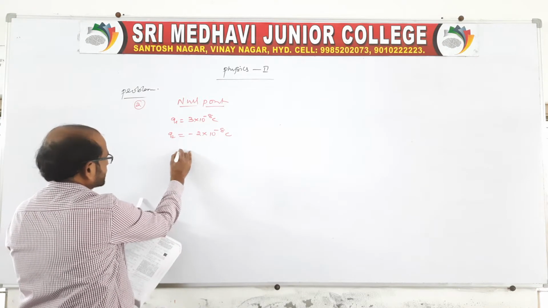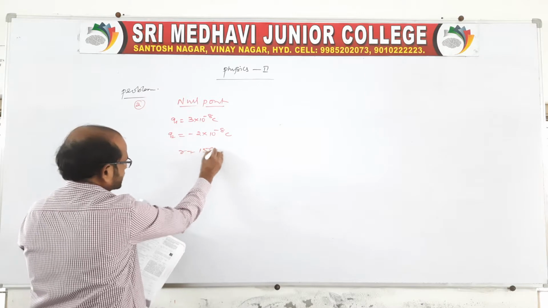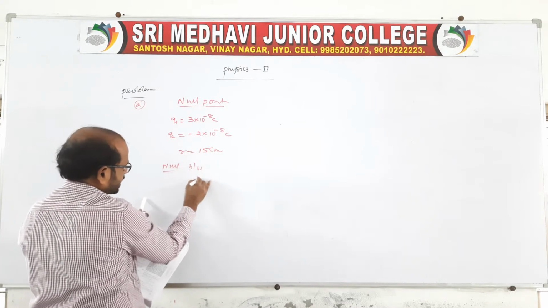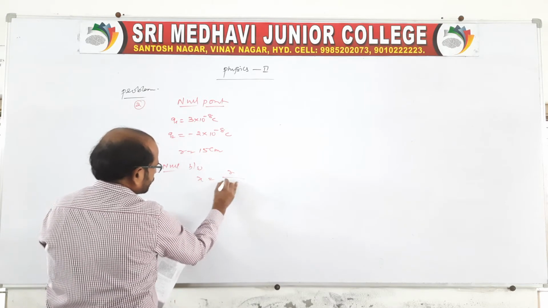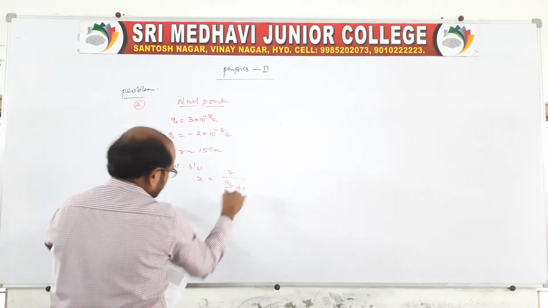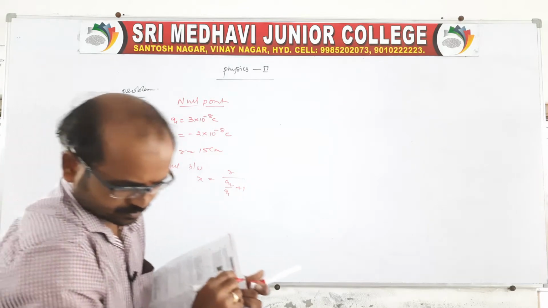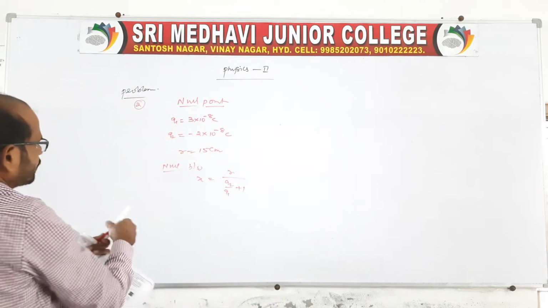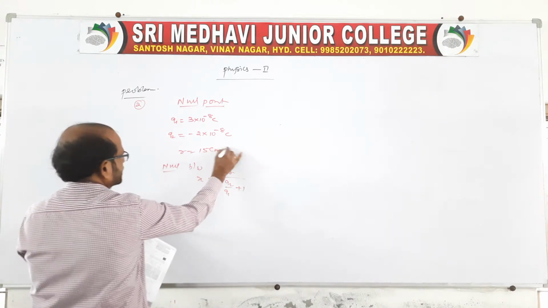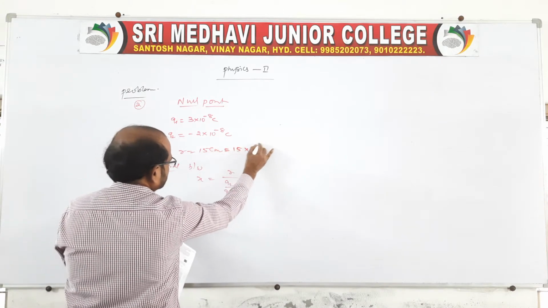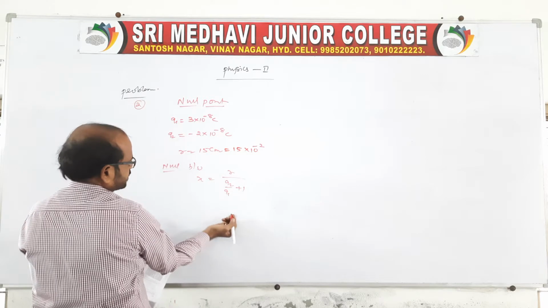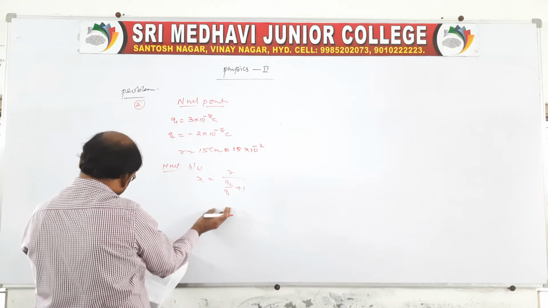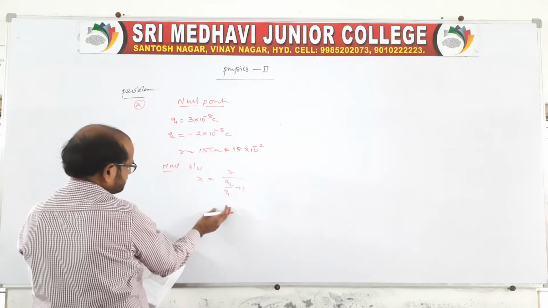So 15 centimeter is given, that is, r is equal to 15 centimeter. It is a null point between the charges, so x is equal to r by the square root of q2 by q1, plus 1. Here r is 15 centimeter, that is 15 into 10 power minus 2. q1 and q2 are given, so you substitute q1 and q2 here. Clear? Therefore we will get the answer accordingly.